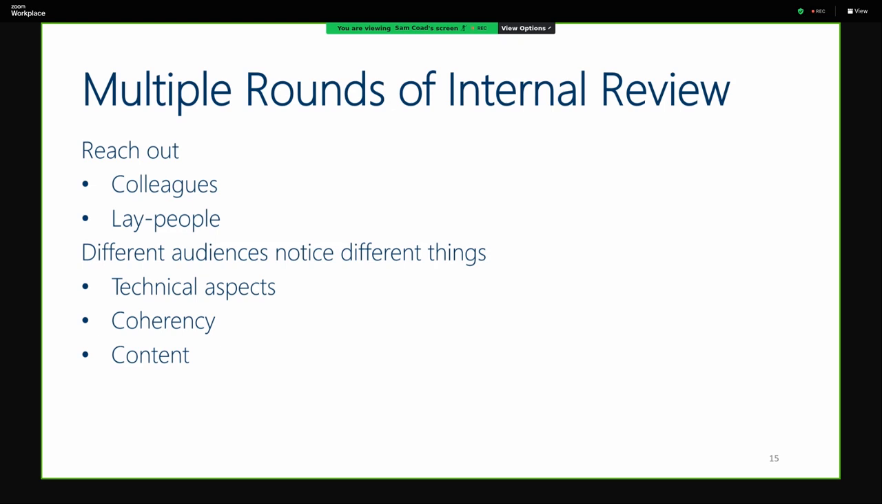And then multiple rounds of review. This also lends into: don't come to us with a proposal 3 days before it's due. Because if you have time, you can conduct these multiple rounds of review. You can make your edits and send it back. And so having more time is definitely beneficial on this front as well.